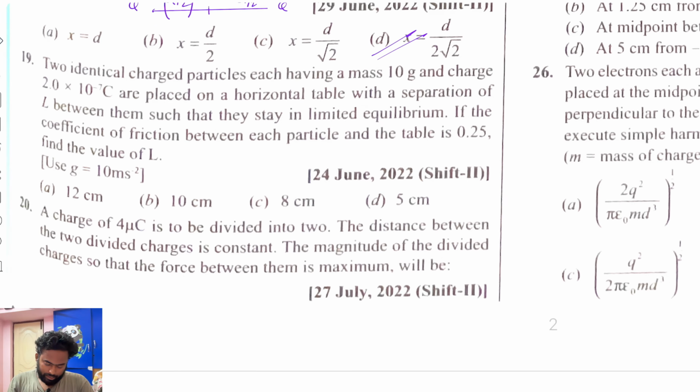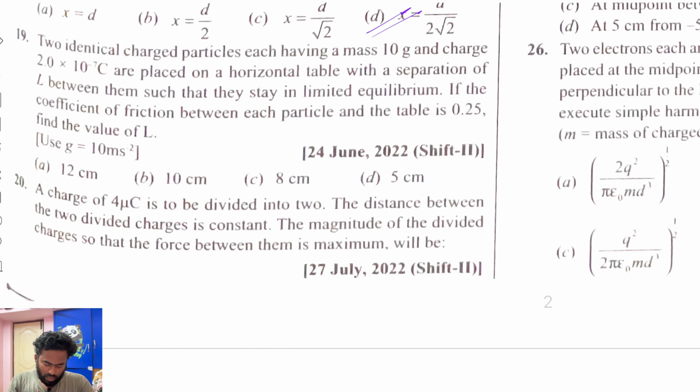Question number 19. Identical charged particles, with mass and charge given, are placed on a horizontal table with separation L. They stay in limiting equilibrium. The coefficient of friction of the table is 0.25. Find the value of L.